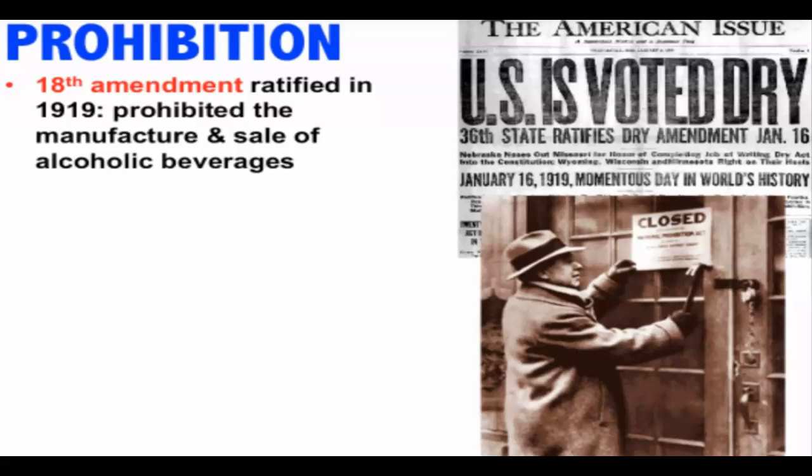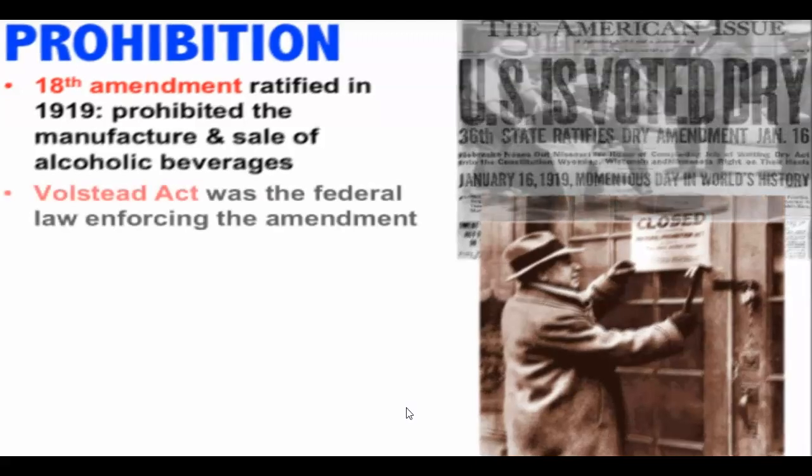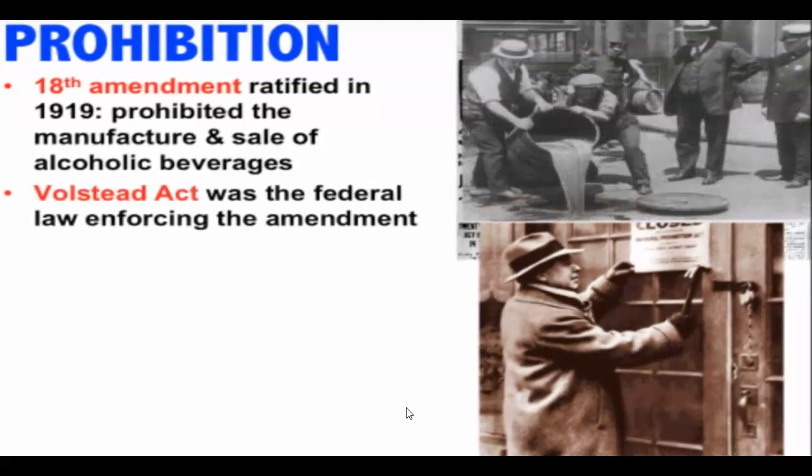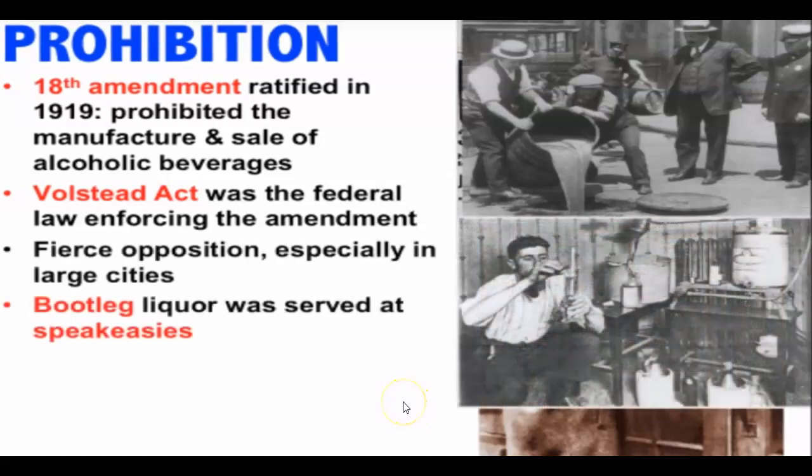It would prohibit the manufacture and sale and transportation of alcoholic beverages, and this was countrywide. Okay. The Volstead Act was the federal piece of legislation. This was the law that put bite into the 18th Amendment, right? So this made it illegal. You could be arrested. It was the federal law that was enforcing the amendment.